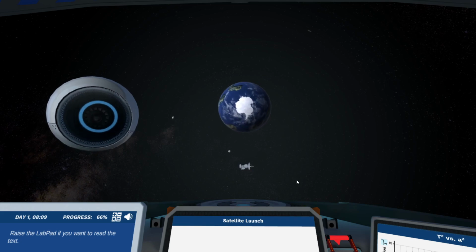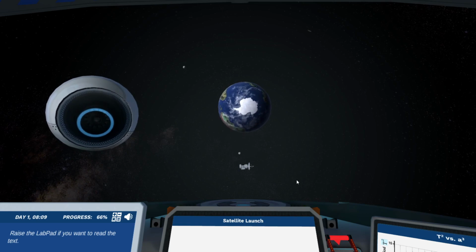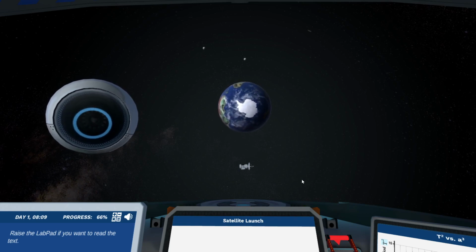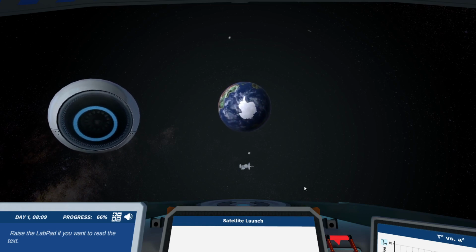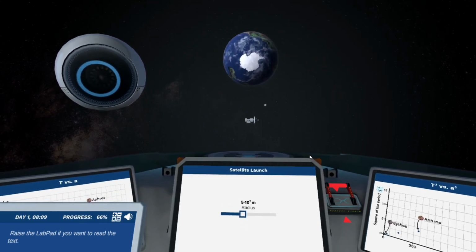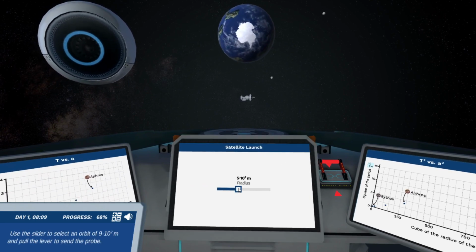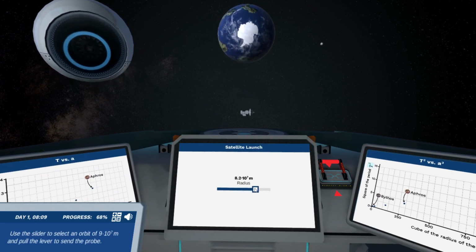I've set the velocity of the probe to create an orbit with a radius of 90,000 kilometers. Select the radius of the orbit with the slider and observe how long it takes the satellite probe to complete one orbit. Our data will appear on the graphs on the lateral screens. Use the slider to select an orbit of 90,000 kilometers and pull the lever to send the probe.